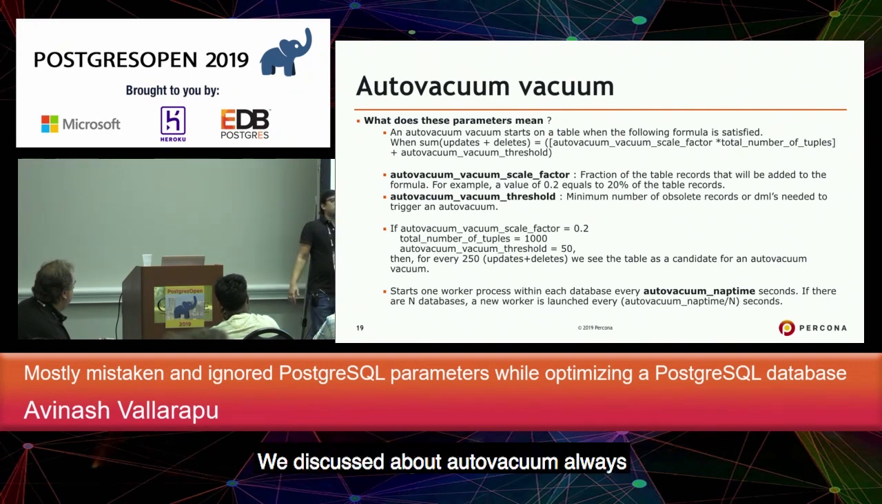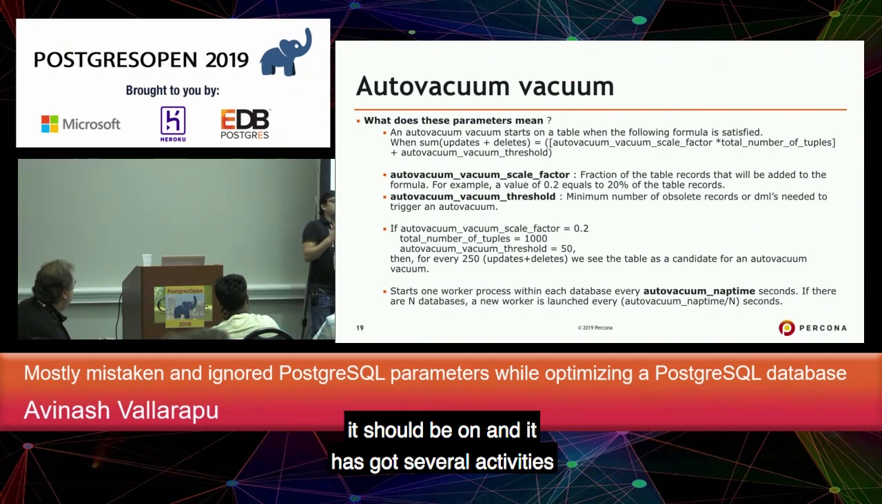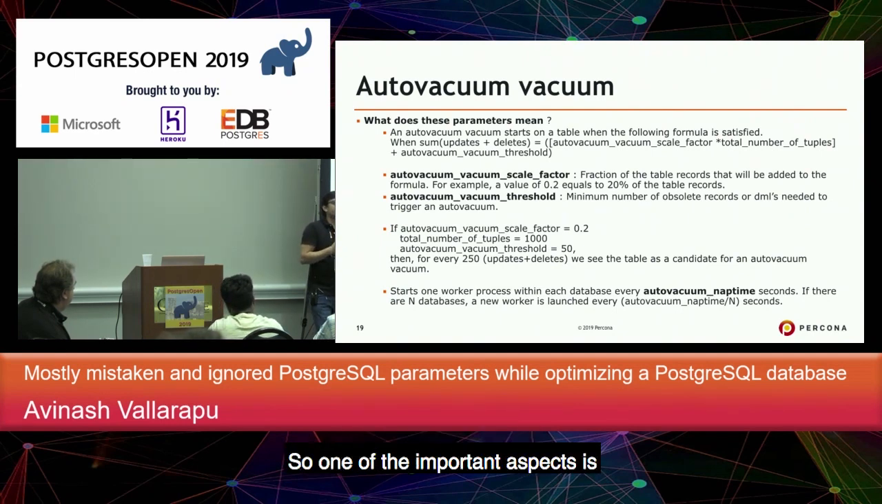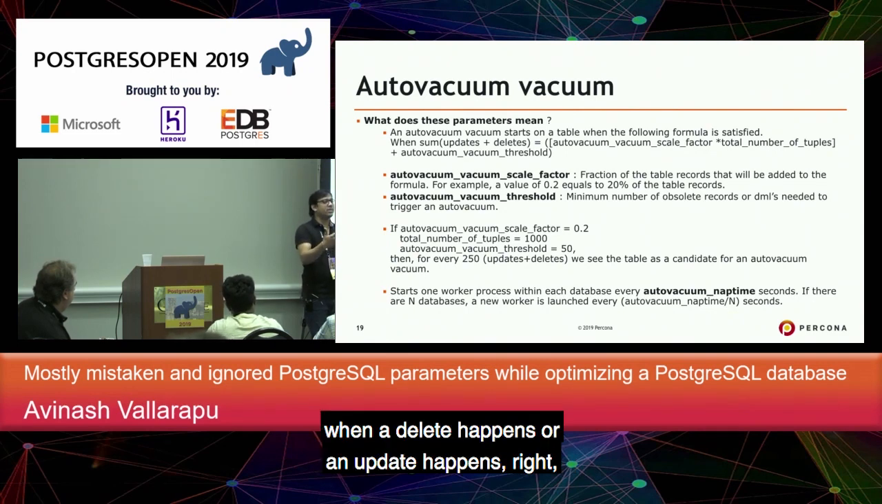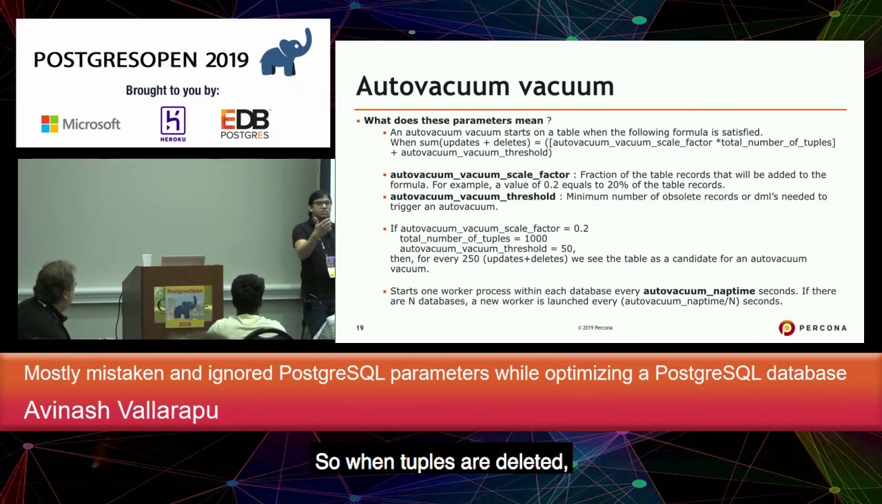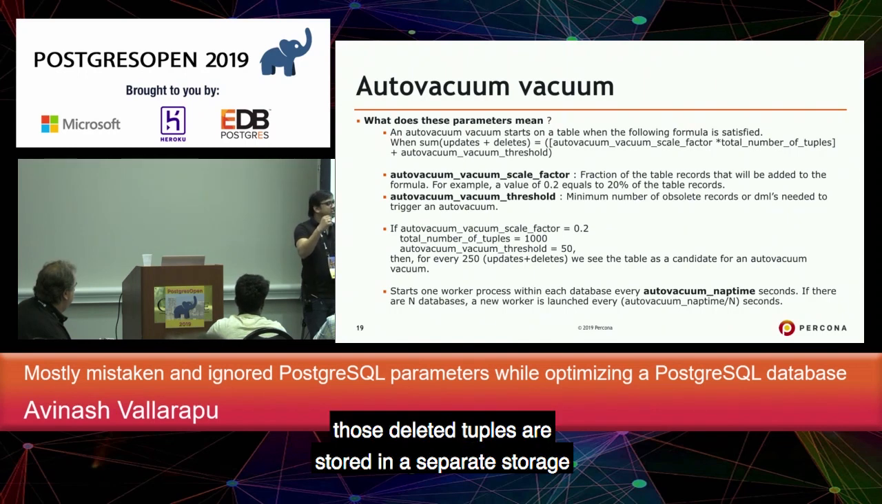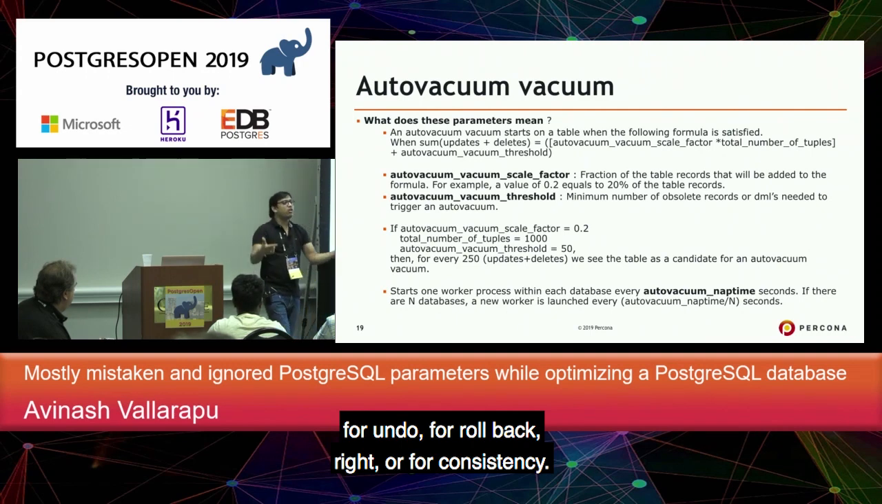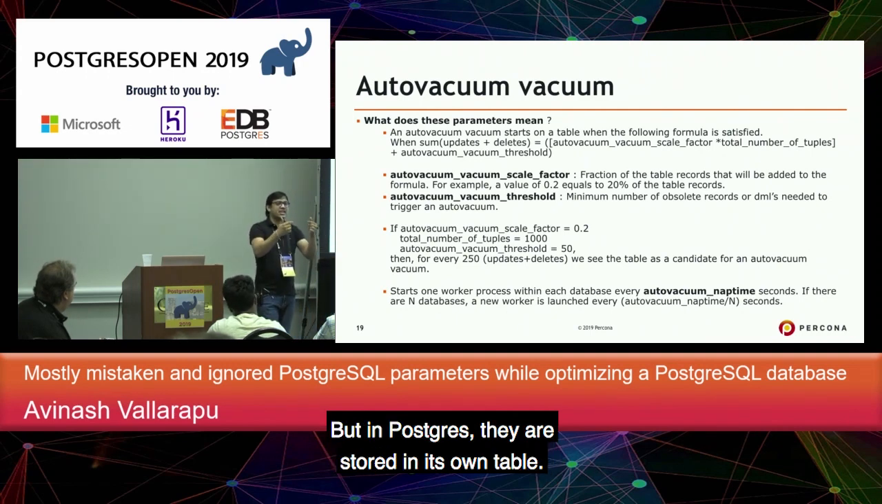We discussed AutoVacuum. It should always be on, and it has several activities that it should do. One of the important aspects is cleaning up the dead tuples. What are dead tuples, right? In Oracle and MySQL, when a delete or an update happens, and an update is also an insert and a delete, the deleted tuples are stored in a separate storage for undo, for rollback, or for consistency. But in Postgres, they are stored in its own table.